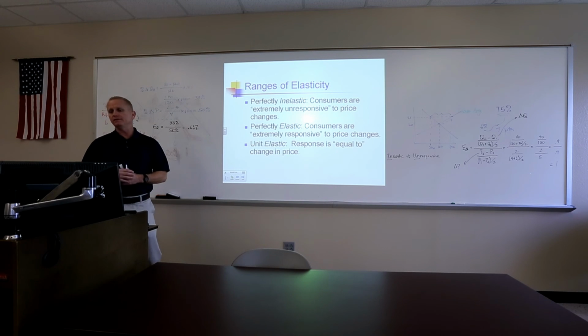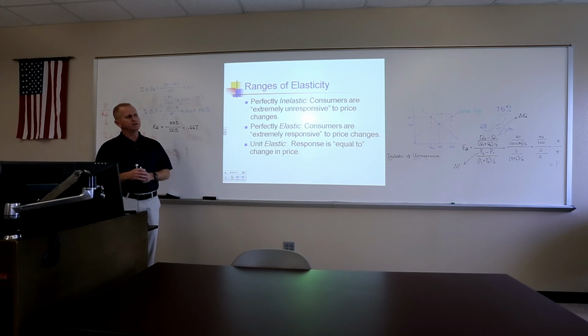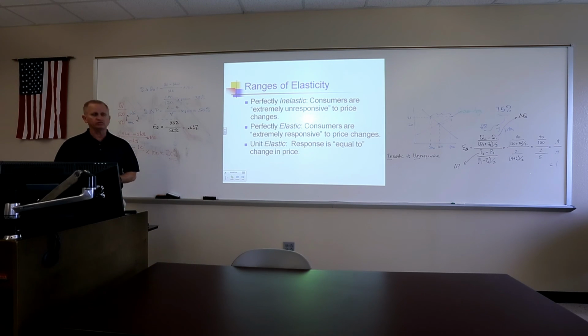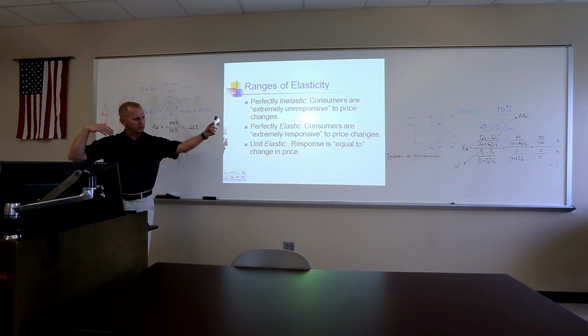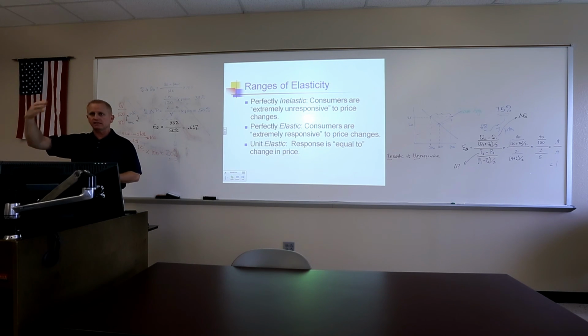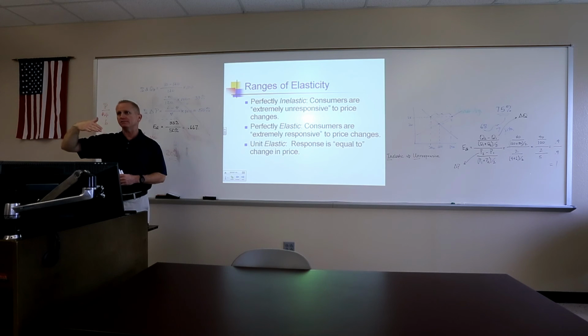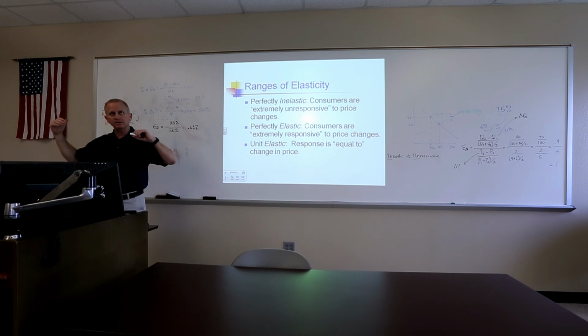And then, of course, the one that we calculated here, we found it to be equal to 1. It's called unit elastic. That means the response is equal to the change in price. So in our example, with our numbers here, the percentage change was exactly the same on both top and bottom. Because of a 40% increase in price, we had a 40% decrease in quantity demanded. So it was just equal to it.